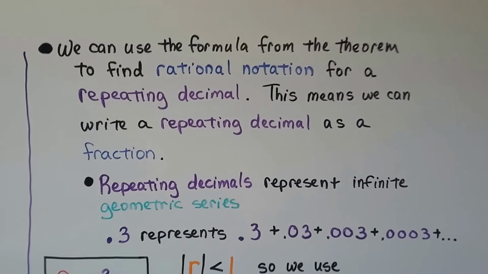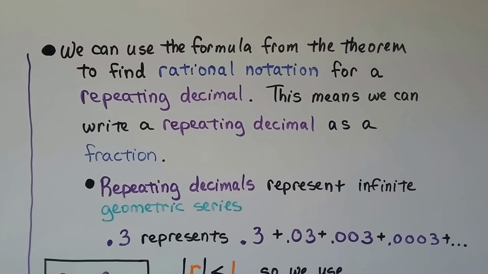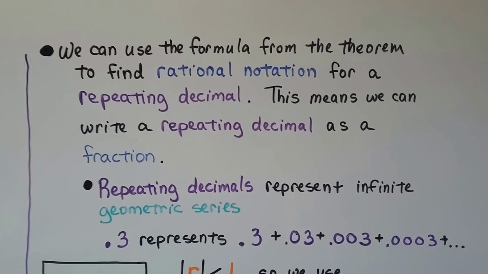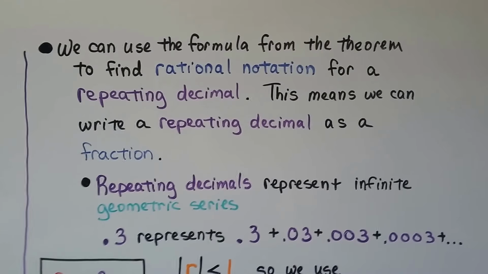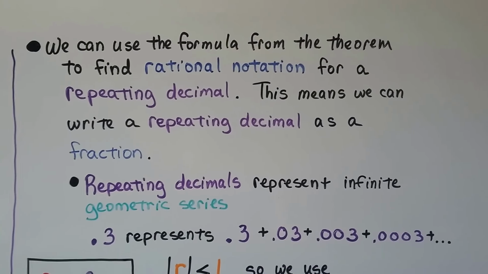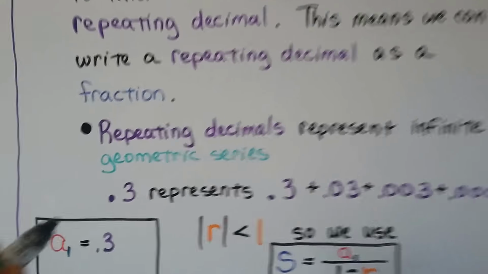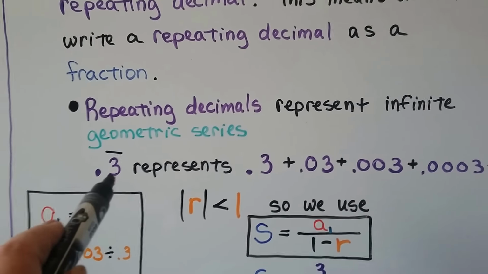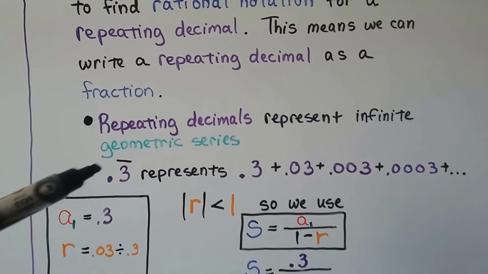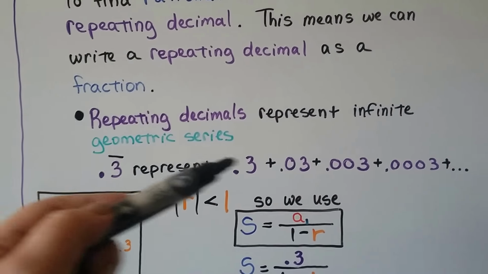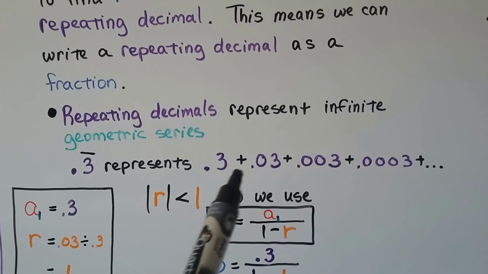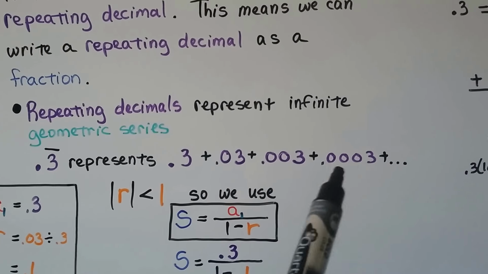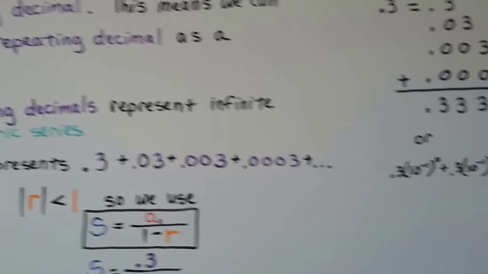We can use the formula from the theorem to find rational notation for a repeating decimal. This means we can write a repeating decimal as a fraction. Repeating decimals represent infinite geometric series. So if we had 0.3 repeating, I'm missing my bar here. If we had 0.3, and that repeats because of the bar, right? 0.33333. Well, it represents 0.3 plus 0.03 plus 0.003. We keep adding a 0. See that? Why is that happening?